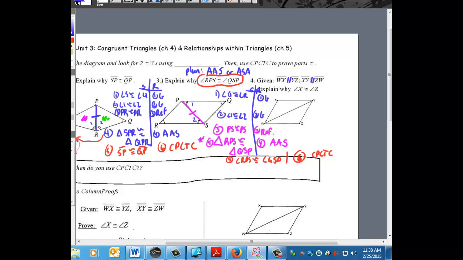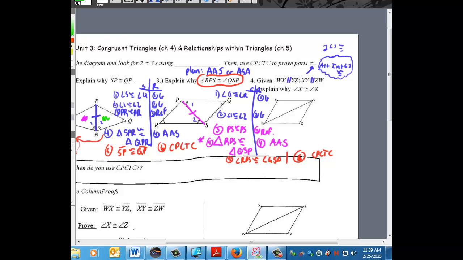Whenever that happens, and you're told this, 99.9% of the time, you're going to use alternate interior angles are congruent. So just know that at some point in time, we're going to use this to prove that two angles are congruent. And how did I know that? Because we're told that two lines are parallel.